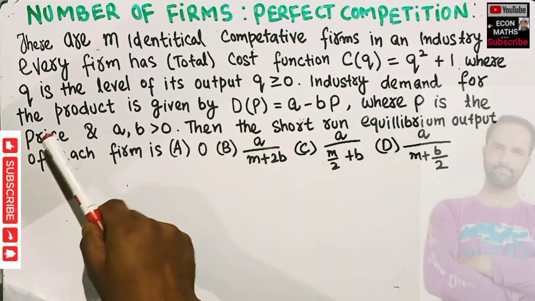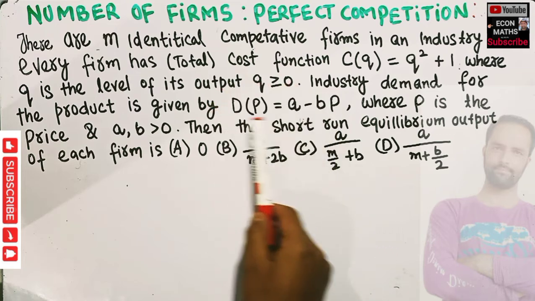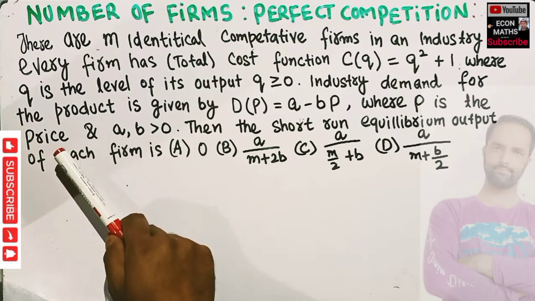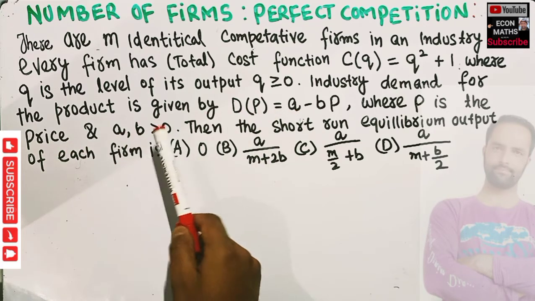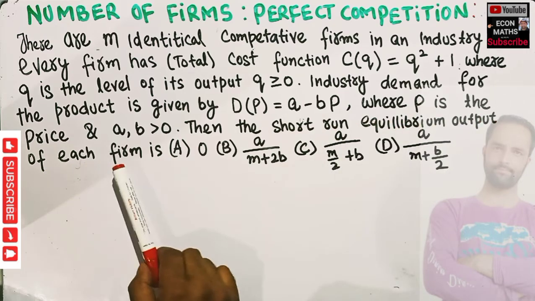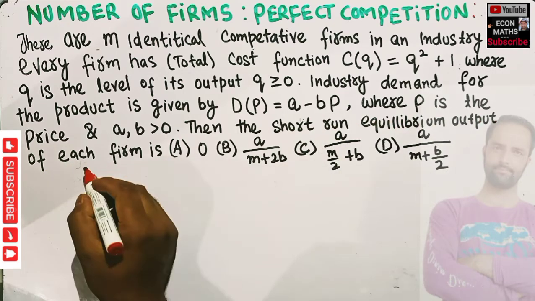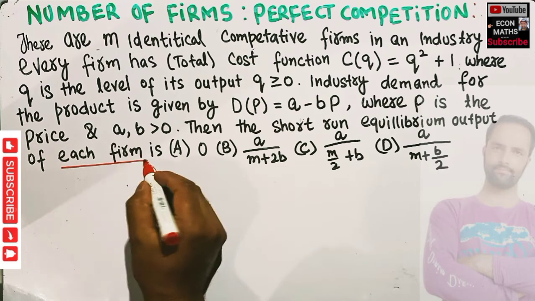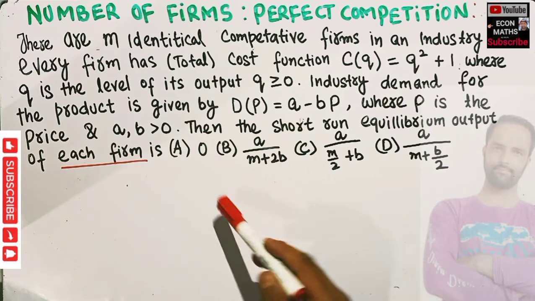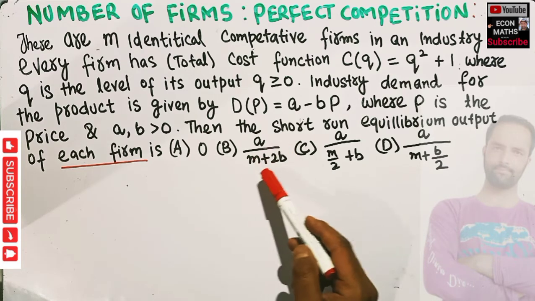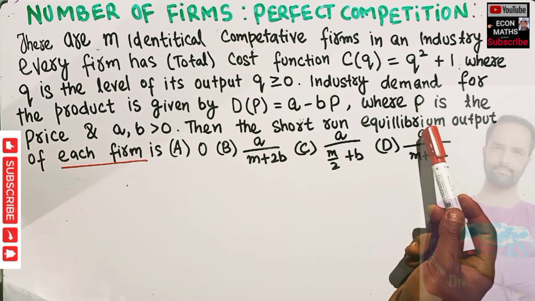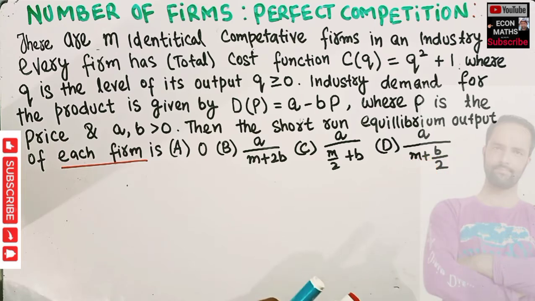Industry demand for the product is given by the total industry demand D(P) = A minus BP, where P is the price and these parameters A and B are greater than 0. Then the short run equilibrium output of each firm is, we need to find out the output produced or supplied by each firm in the short run. The options are 0, A upon M plus 2B, A upon M upon 2 plus B, and the last option is A upon M plus B upon 2.